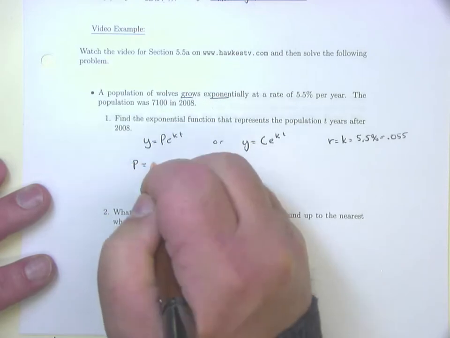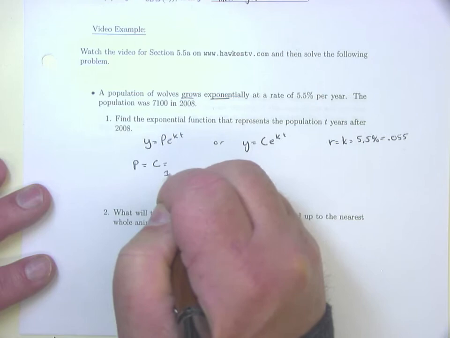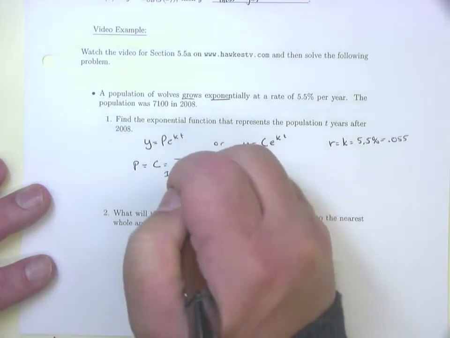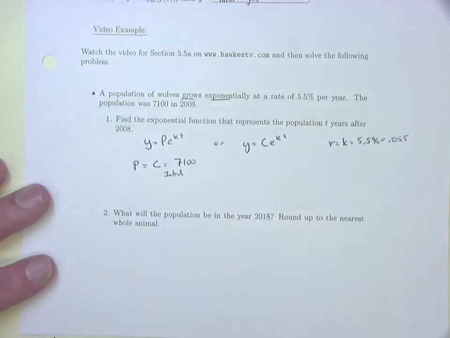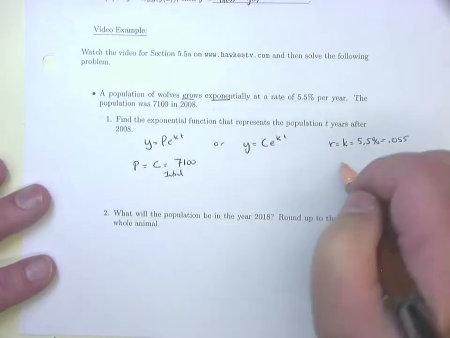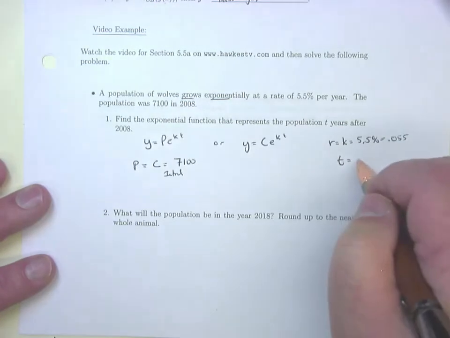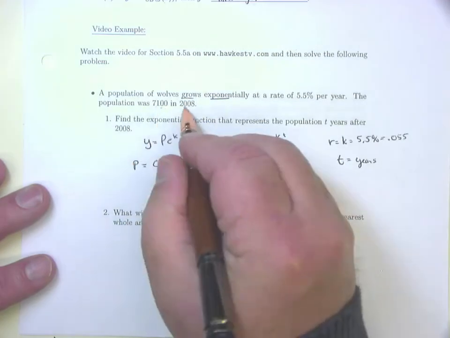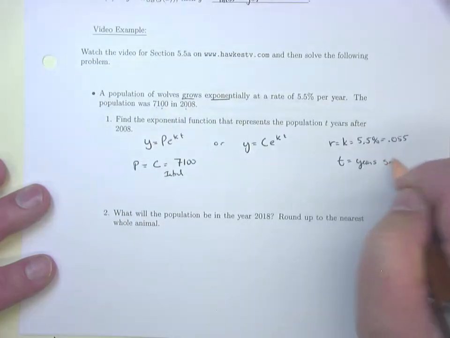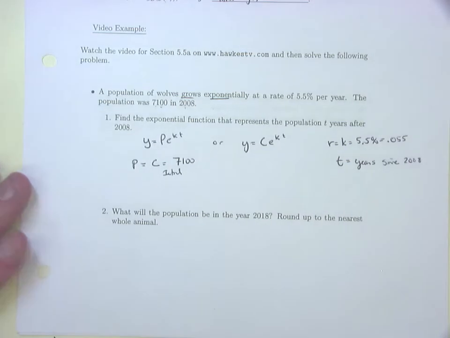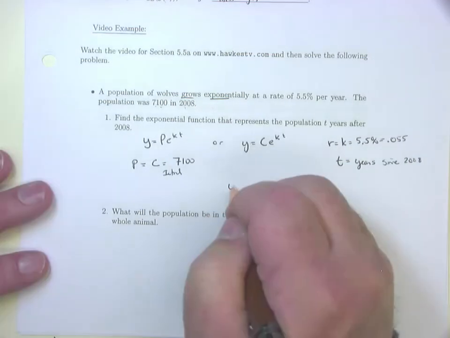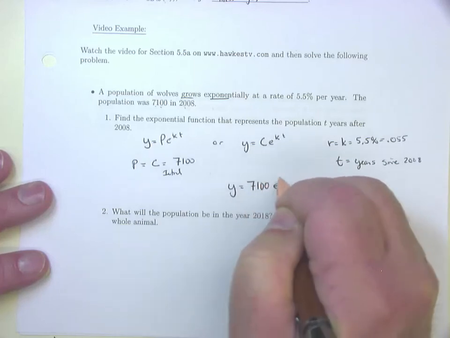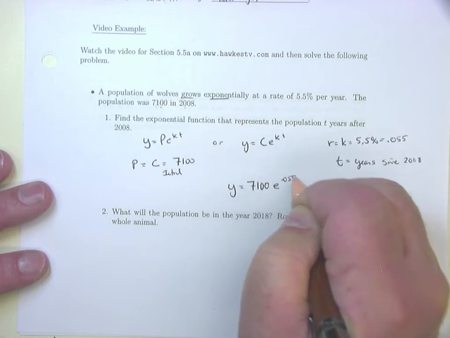And P is the same as your initial amount, which is C. And what is the initial amount of wolves? Initial amount was 7,100. Okay, so you get this equation, and time is going to be, and this is what you're measuring, time is going to be years, and we're measuring it since our beginning, because that 7,100 was in 2008, years since 2008. So I get the equation, y is equal to 7,100 e to the 0.055t.